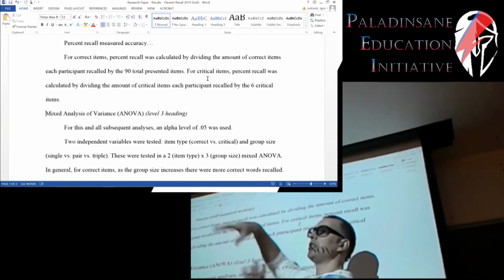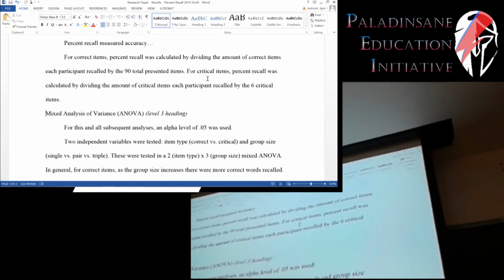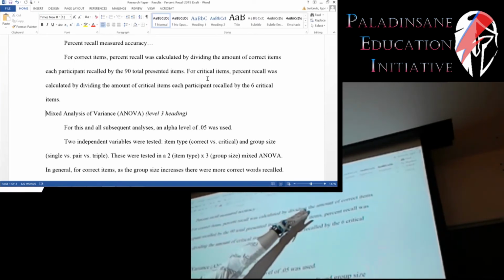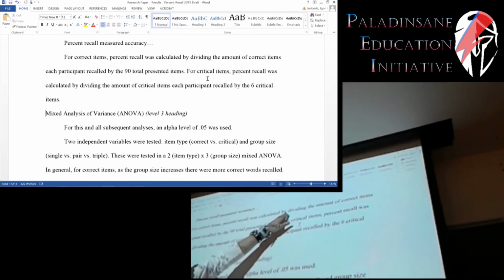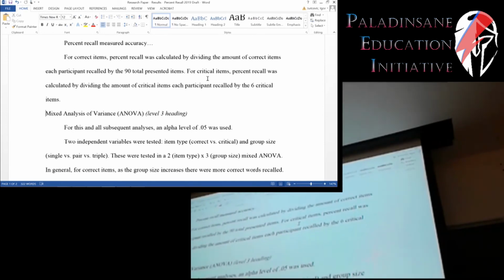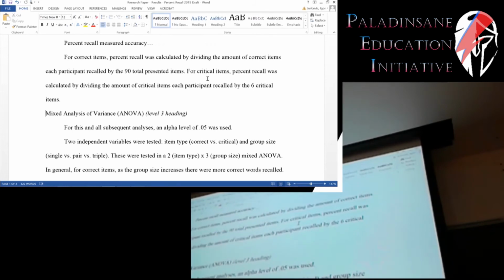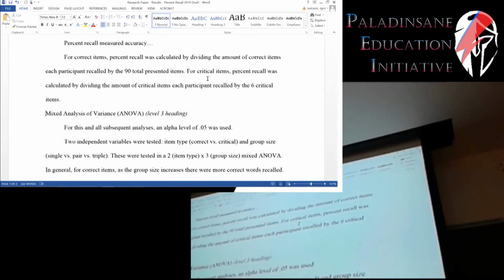And that's why when you're doing the second part of this, I highly recommend copying this whole thing and then work it and say for correct items, confidence level was calculated by, how was it calculated, right? We added up all the confidence and then we divided by the total number of words. Calculated by dividing the total amount of confidence each participant gave by the 90 presented items. So use this when you're writing your next section as much as you can.